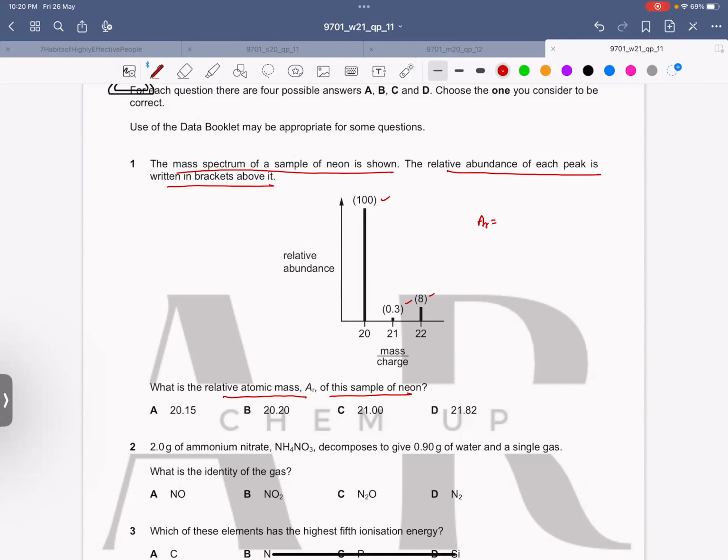Ar is equal to 20 times 100 plus 21 times 0.3 plus 22 times 8 over 108.3, because in the denominator we would take the sum of the abundances. So can anybody calculate and tell me the answer, please?